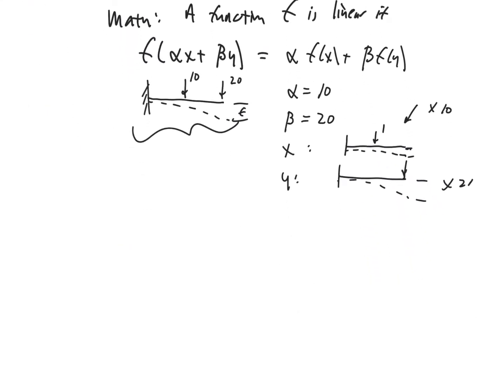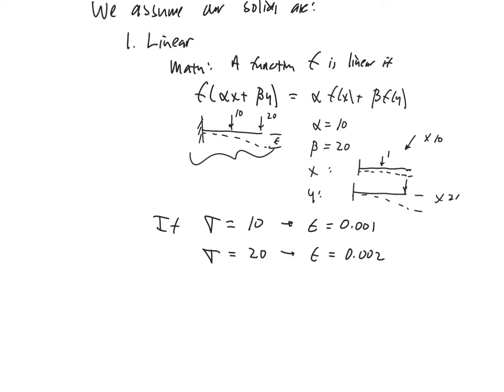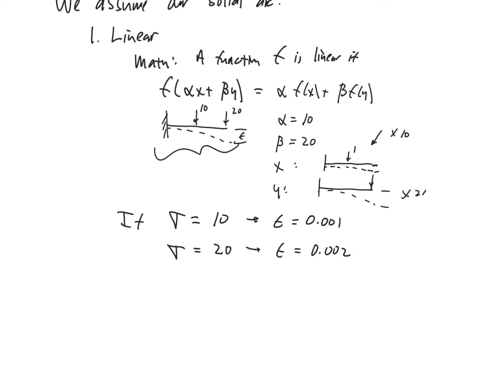Now, for our purposes, it means that if a stress of 10 gives an epsilon of 0.001, then if it's linear, a stress of 20 is going to double the strain, 0.002. In other words, it goes up as a constant of proportionality. So when we say that our response is linear, it just means that we can upscale by some particular scaling factor to get the exact same result. Our solid is going to have linear response.